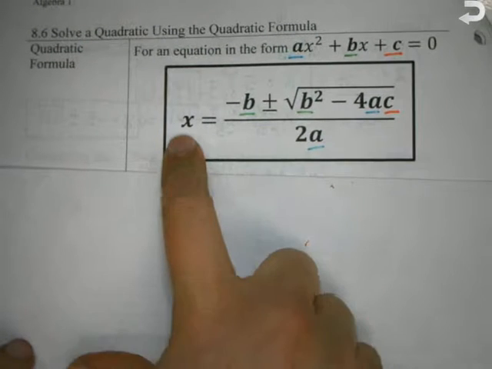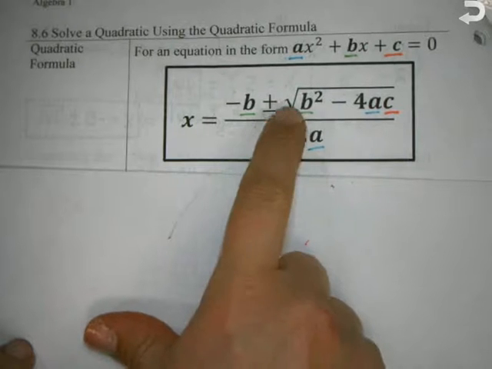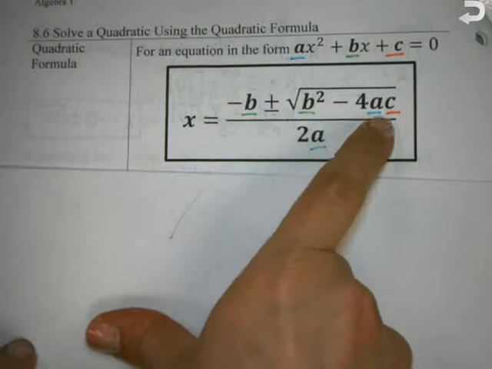X equals minus b plus or minus radical b squared minus 4ac, all divided by 2a.